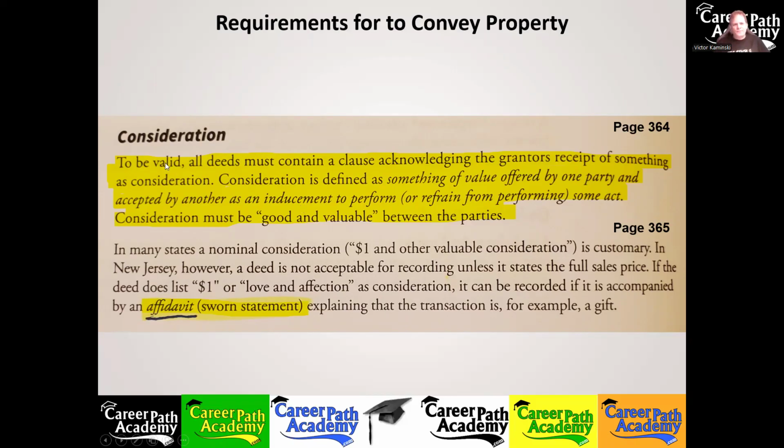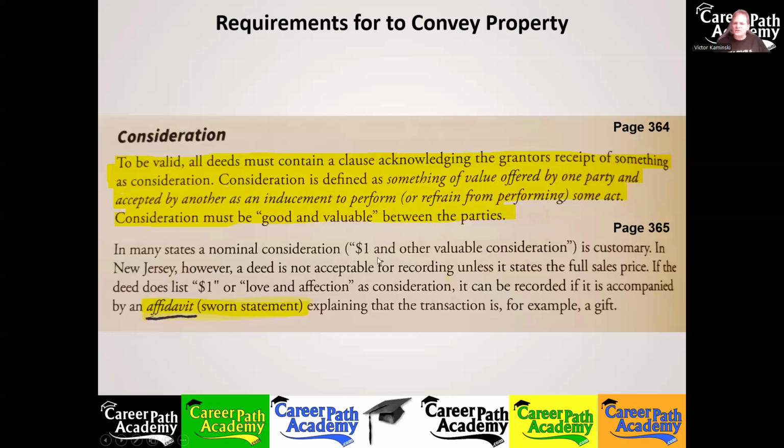So let's highlight that to be valid, deeds must contain a clause acknowledging the grantor's receipt of something as consideration. Consideration is defined as something of value offered by one party and accepted by another as an inducement to perform or refrain from performing some acts. This is just general contract law. Consideration must be good and valuable between the parties. They have to have value to it.